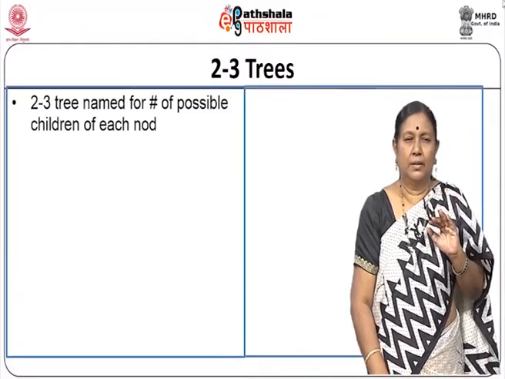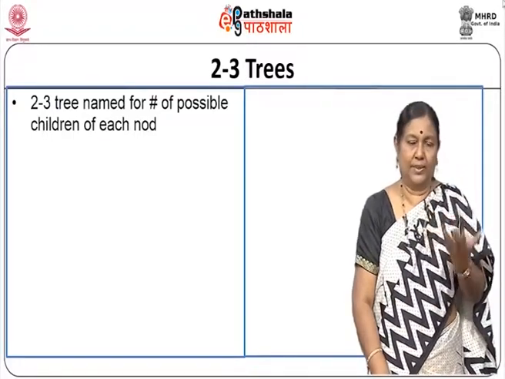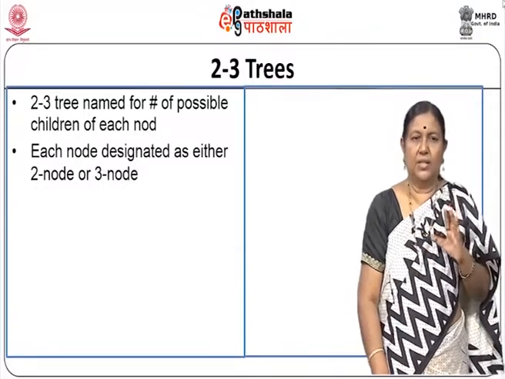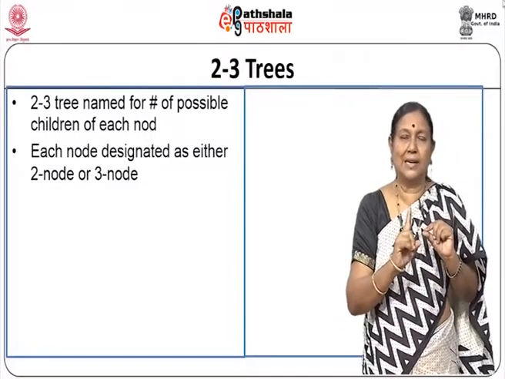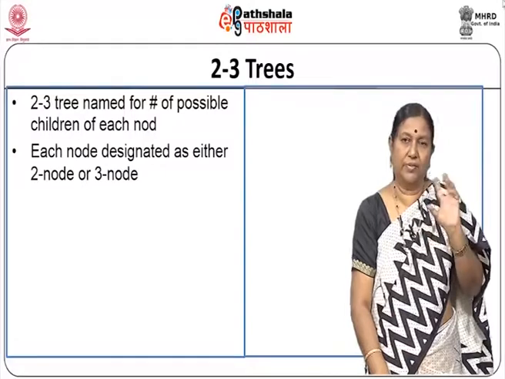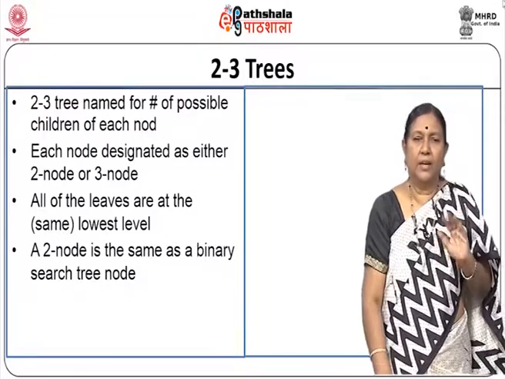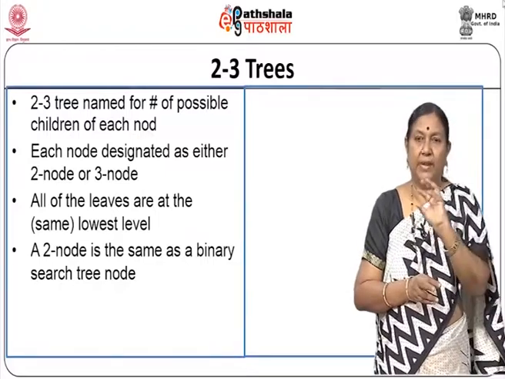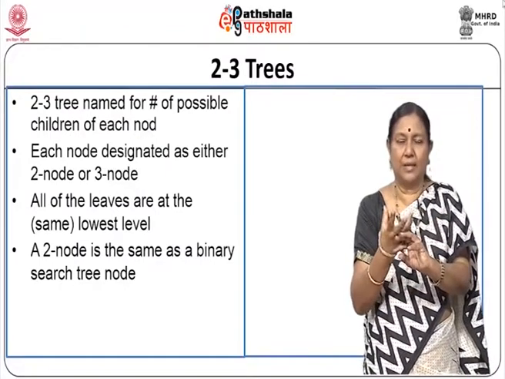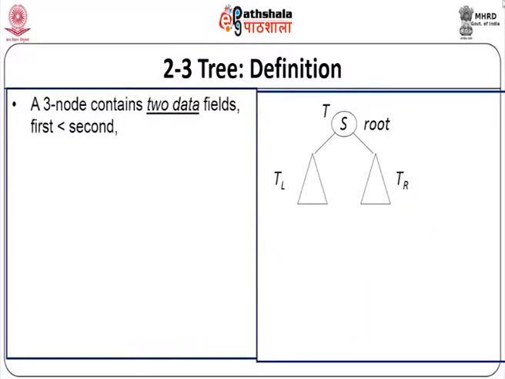Now, a 2-3 tree is named for the number of possible children each node can hold, and that is why the name 2-3 tree. Each node is designated either as a 2 node or a 3 node. You can have 2 types of node. All the leaves are at the same lowest level, and a 2 node is the same as a binary search tree node, no difference. Remember what a binary search tree node is? You have a node, the left subtree will have values lesser than the root, and the right subtree will have all values greater than the root. So this is an example of a 2 node.